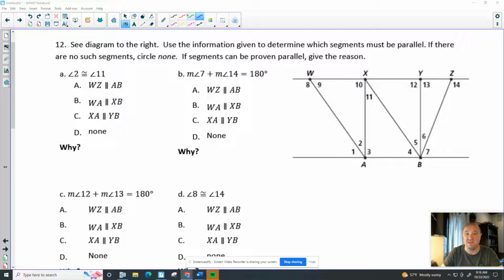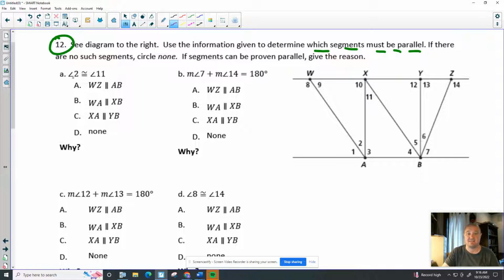All right, let's look at number 12 in the review packet. See diagram to the right. Use the information given to determine which segments must be parallel. So that's what we're doing here. They give us some information, and we have to decide, does that information mean that something over here has to be parallel? And if so, what? Maybe it doesn't make anything parallel. And in fact, that does happen for some of these problems. If you can prove them parallel, give the reason.